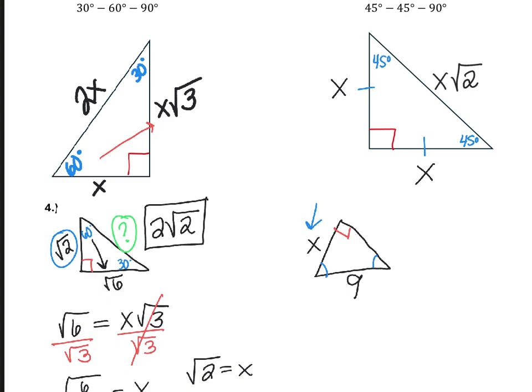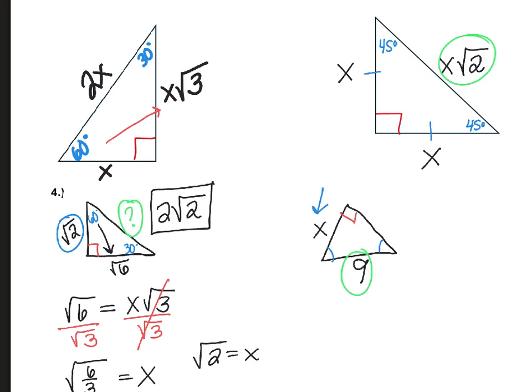What do we know about the hypotenuse? Yes. We know that the hypotenuse, that's opposite side of the right angle, must equal x root 2. So we know the length of the hypotenuse is 9. So we'll say 9 equals x root 2. And then to find the length of the side, we just need to solve to get x by itself.